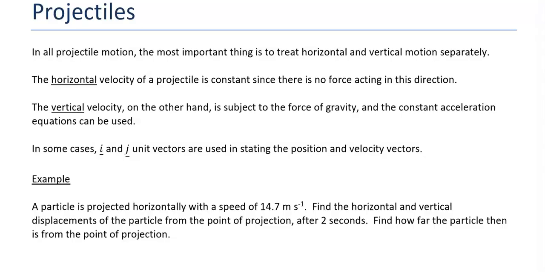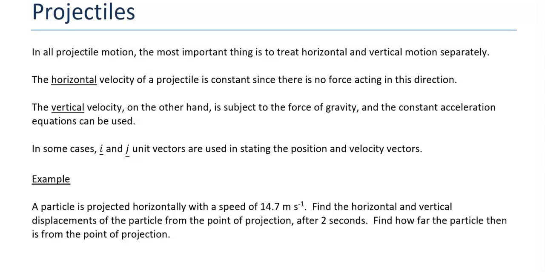So in all projectile motion, the most important thing is to treat the horizontal and vertical motion separately. Now this may well be different from the way you do it in physics, so we'll just have to see. The horizontal velocity of a particle is constant since there is no force acting in this direction. This is what's called a mathematical assumption. We're dumbing down the situation so that we can manage it. In reality, horizontally there'd be air resistance and different resistances and so on, which would be slowing the thing down. But as far as we're concerned, the horizontal velocity is going to be constant throughout.